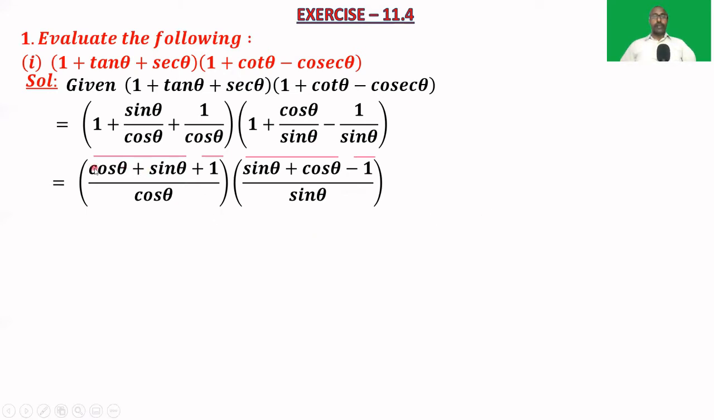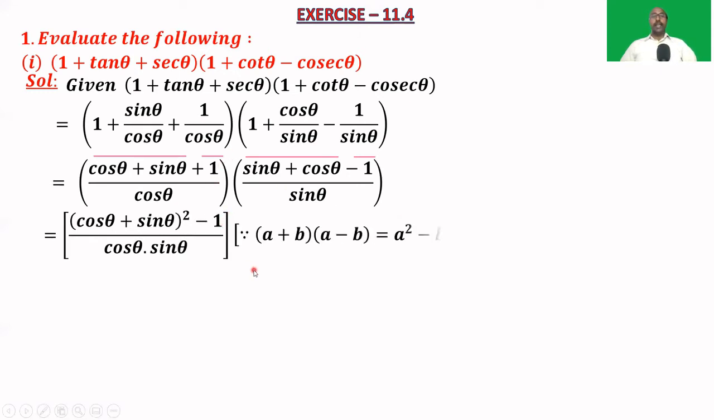Now it is of the form a plus b into a minus b, which we can write as a square minus b square. And here we can write cos theta plus sin theta whole square minus 1 square, which is equal to 1. Here the reason is a plus b into a minus b is equal to a square minus b square. Here a is cos theta plus sin theta and b is 1.